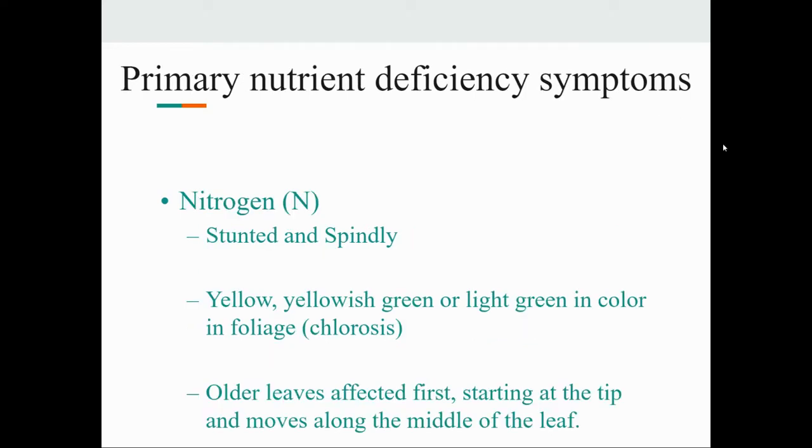All right, so if nitrogen is deficient, if you have a nitrogen deficiency, the growth is going to be stunted, which means it's not going to happen as fast. You're going to get a yellowish green or yellow or light green color in the foliage or leaves area. Older leaves affected first, starting at the tip and moves along towards the middle of the leaf.